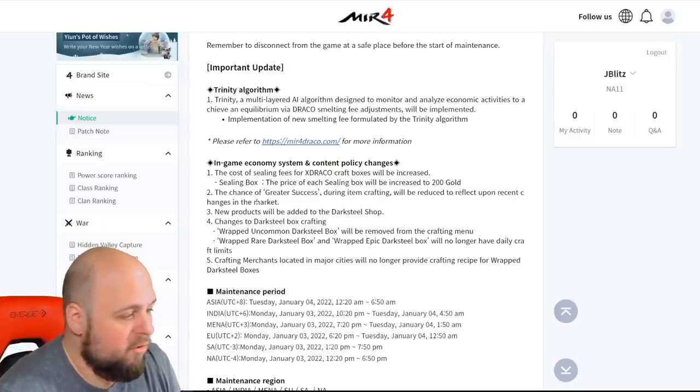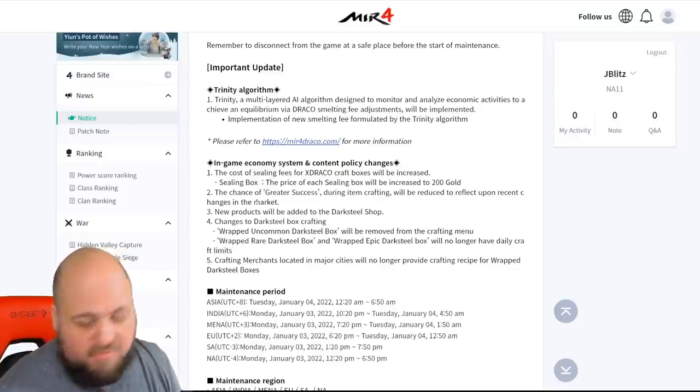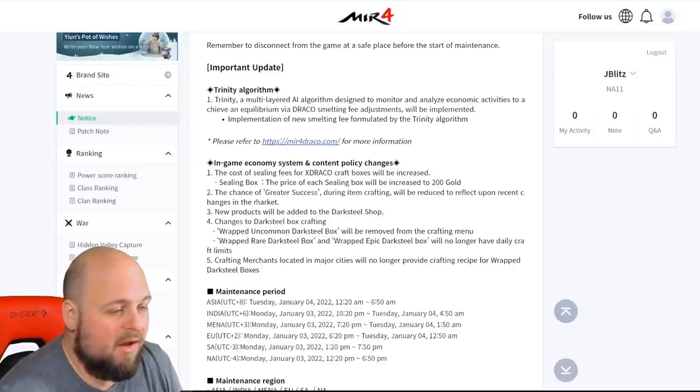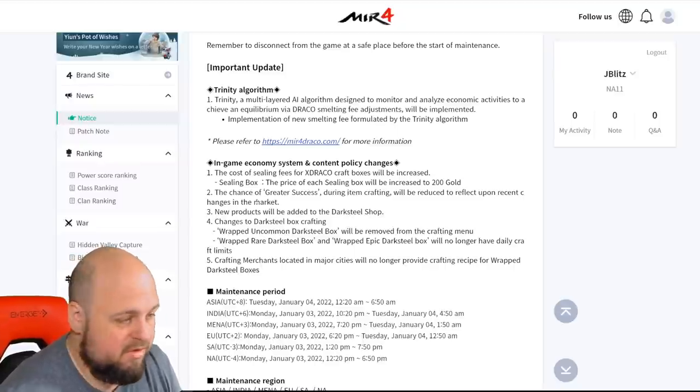Now, new products will be added to Darksteel Shop. That's a cool little change. Not really related to the whole Draco change. I know a lot of people did enjoy the tickets that were on the shop. So we'll have to wait and see what they add. I'm kind of excited to see what they're going to be putting on there.